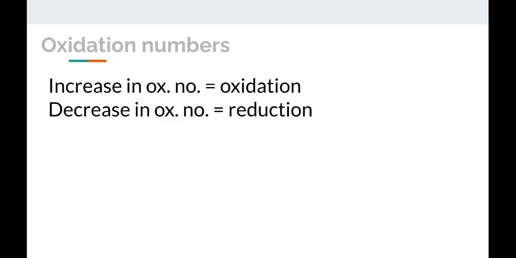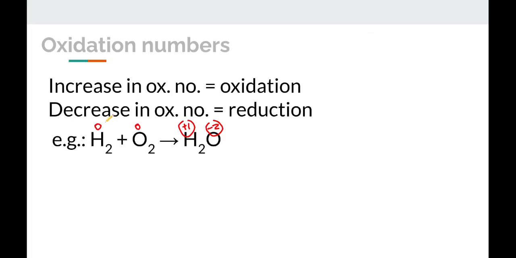Once you've assigned oxidation numbers, you can identify when the oxidation and reduction are occurring. An increase in oxidation number is an oxidation. A decrease in oxidation number is a reduction. So back to our example, hydrogen and oxygen are both oxidation numbers of 0 because they're uncombined elements. In compounds, oxygen is -2 and hydrogen is +1. Hydrogen got oxidized because its oxidation number went from 0 up to +1. Oxygen got reduced because its oxidation number went from 0 down to -2.